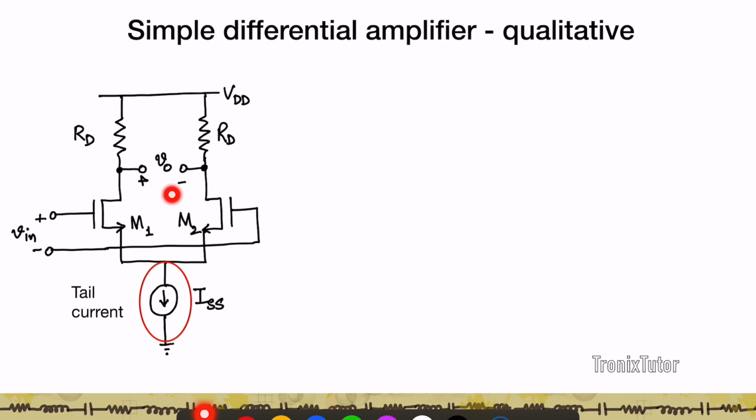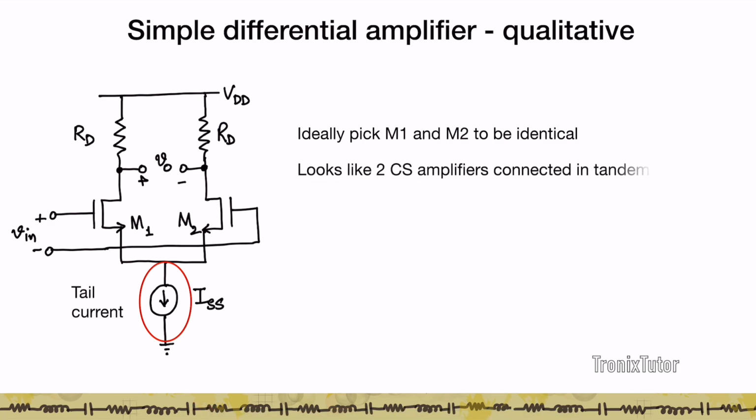We define the output as the voltage that is developed between the two drains, or between the drain of M1 and the drain of M2. Ideally we pick M1 and M2 to be as identical to each other as possible. So what it essentially looks like is that you have two common source amplifiers, if you will, running in tandem, and you're applying a signal between the two common source amplifiers, and you're essentially getting the output across the two common source outputs.